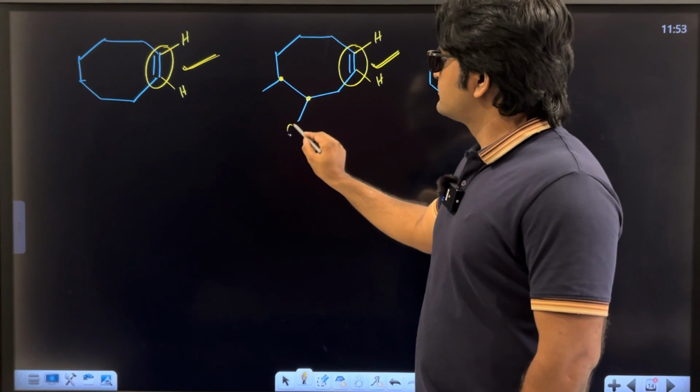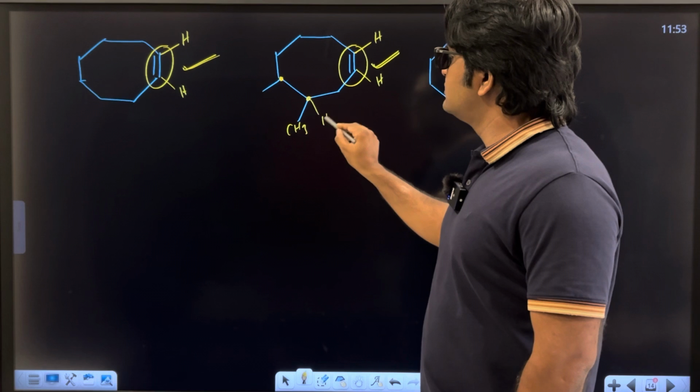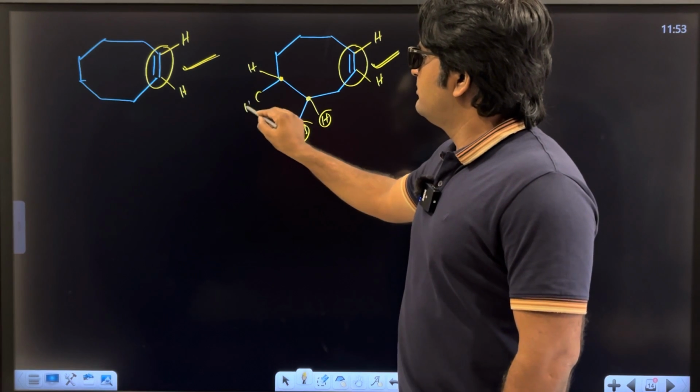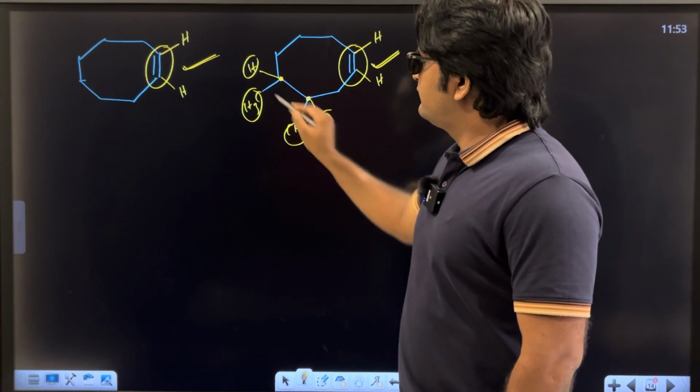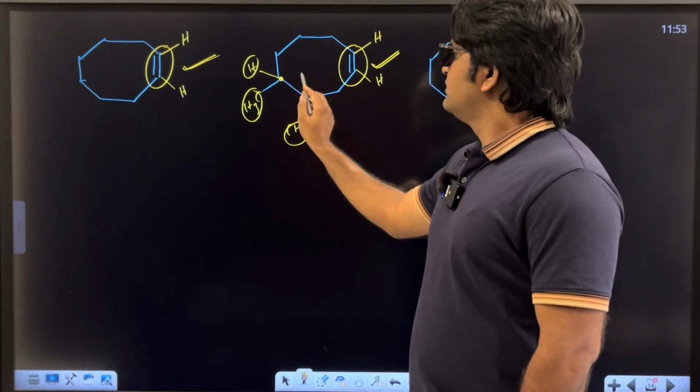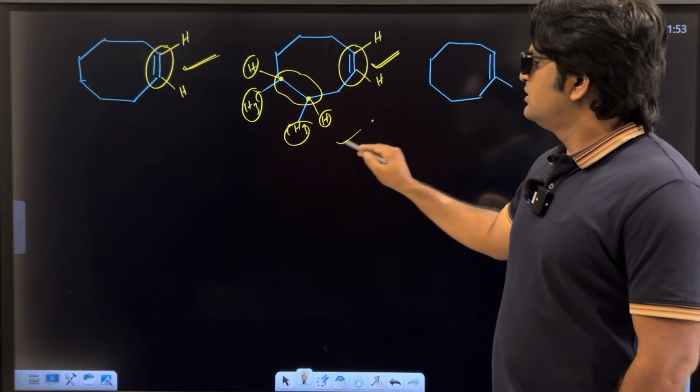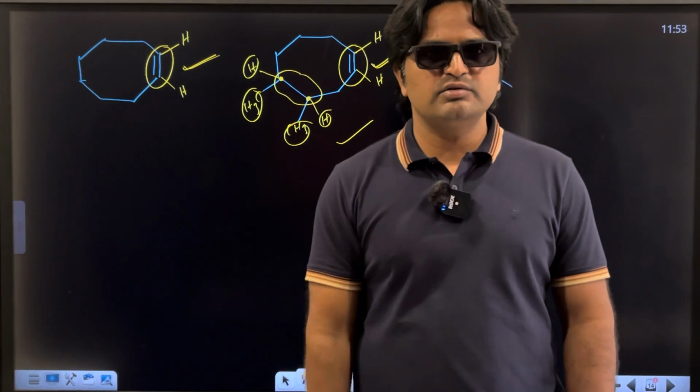sp3 carbon atoms, methyl, hydrogen, yes. Next one, hydrogen and methyl. Same or different? Different. Again, these two are also different. This is also one particular segment for geometrical isomerism. Overall, this molecule shows geometrical isomerism.